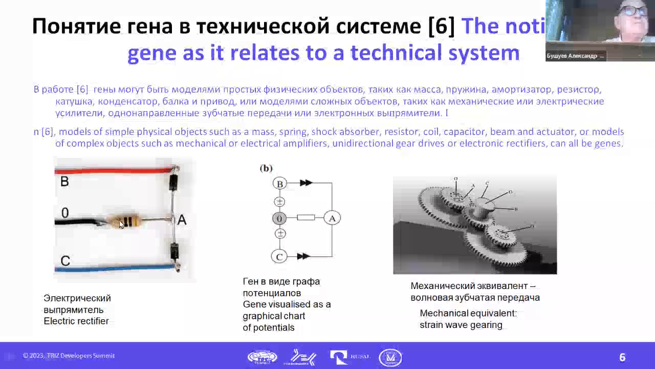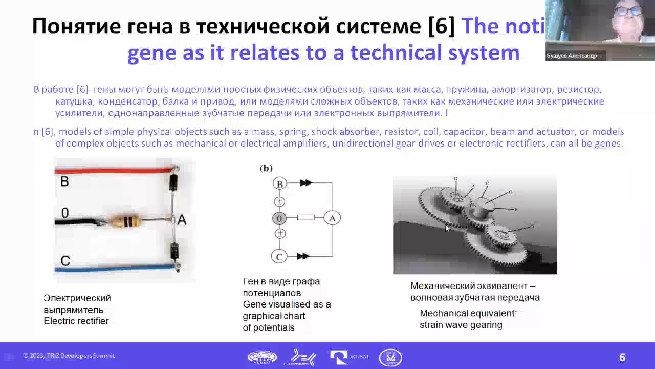So we see this capacitor, diodes, load, and all that. And we see that the current is unidirectional, flowing in this direction. So there is this alternating current between these plus and minus, and this plus and minus right here. So we have this rectification. Mechanical equivalent, train wave gearing. So this is what you see here to the right.